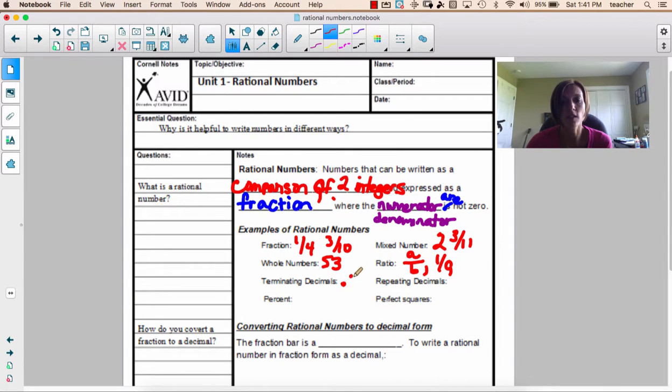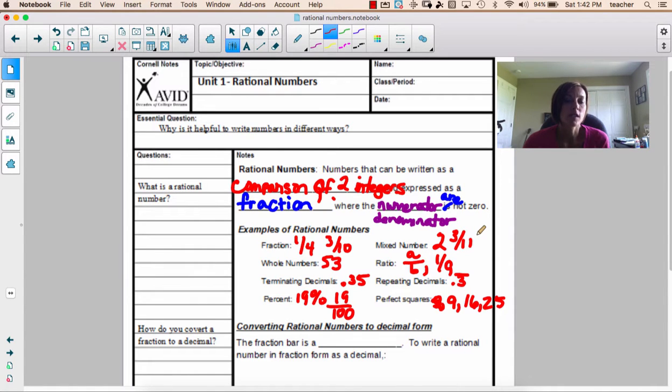Terminating decimals, 0.35. Repeating decimals, 1/3, which is 0.33333. Get that bar notation on top. Percent, 19% does turn into a fraction of 19 over 100. Neither are zero, so that does qualify. Perfect squares, hopefully you have, oopsies, some listed. There we go.